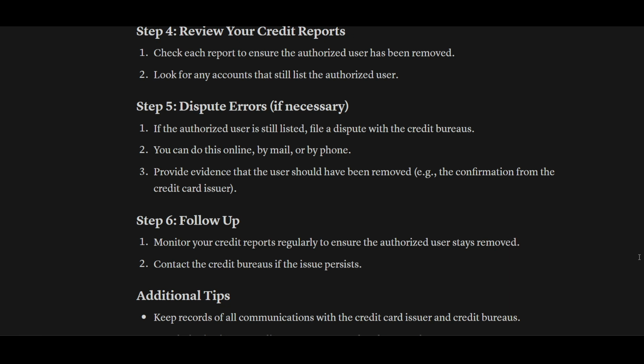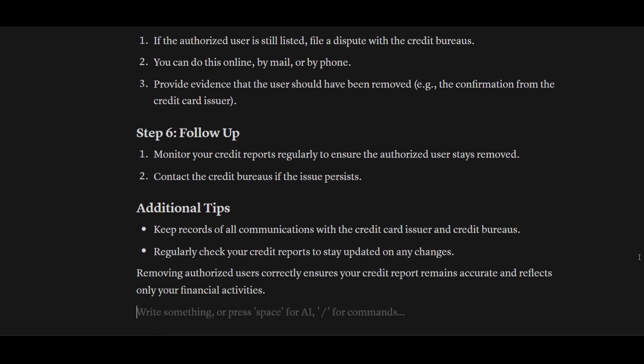If the authorized user is still listed, file a dispute with the credit bureau. You can do this online, by mail, or by phone. Provide evidence that the user should have been removed. Now, after that, you have to follow the next steps.